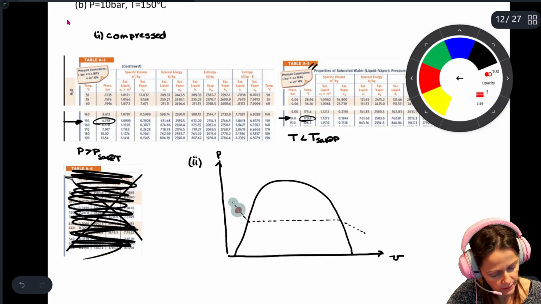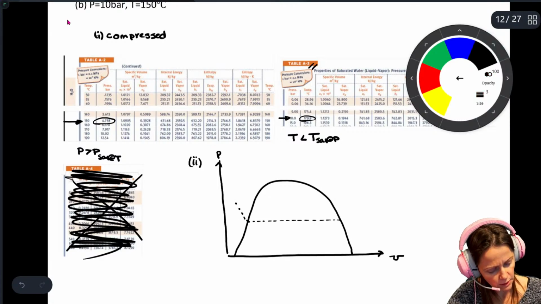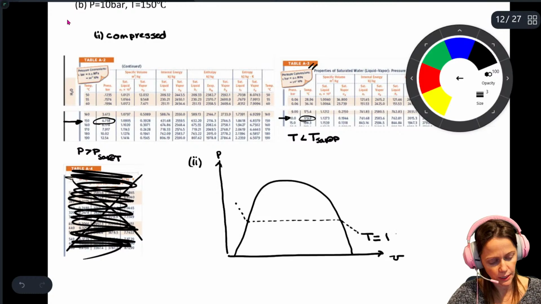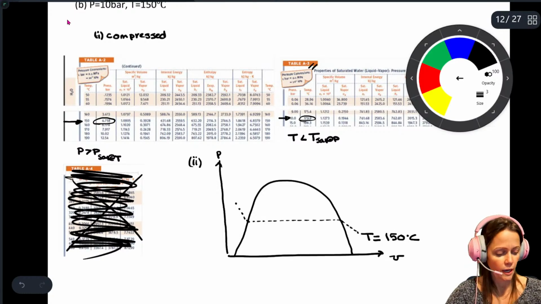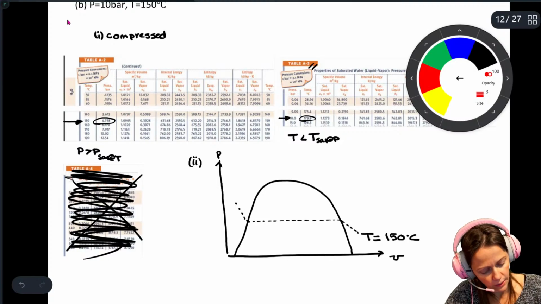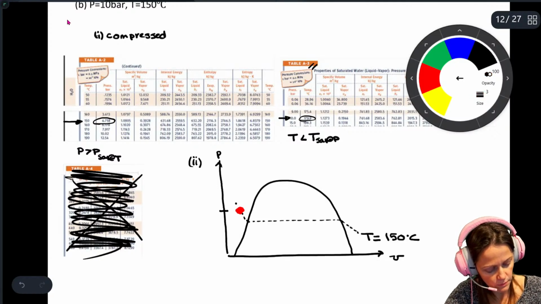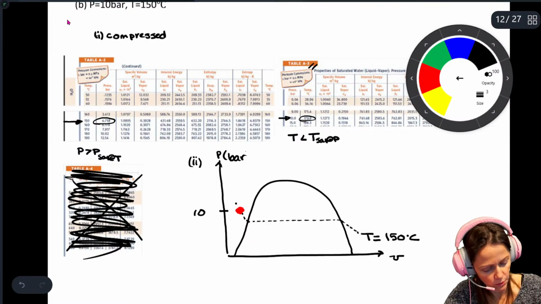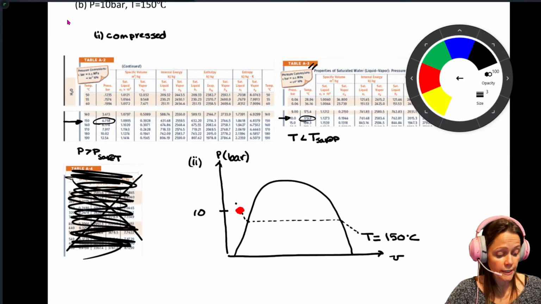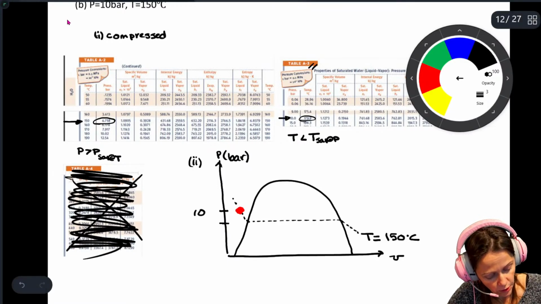Oh, and I'm so sorry, I did it again. These lines should be... Actually, no, that was right. This is a line of constant temperature. So all along this temperature, anywhere along that dotted line, the temperature is 150 degrees Celsius. And we are right there, in the compressed liquid region.